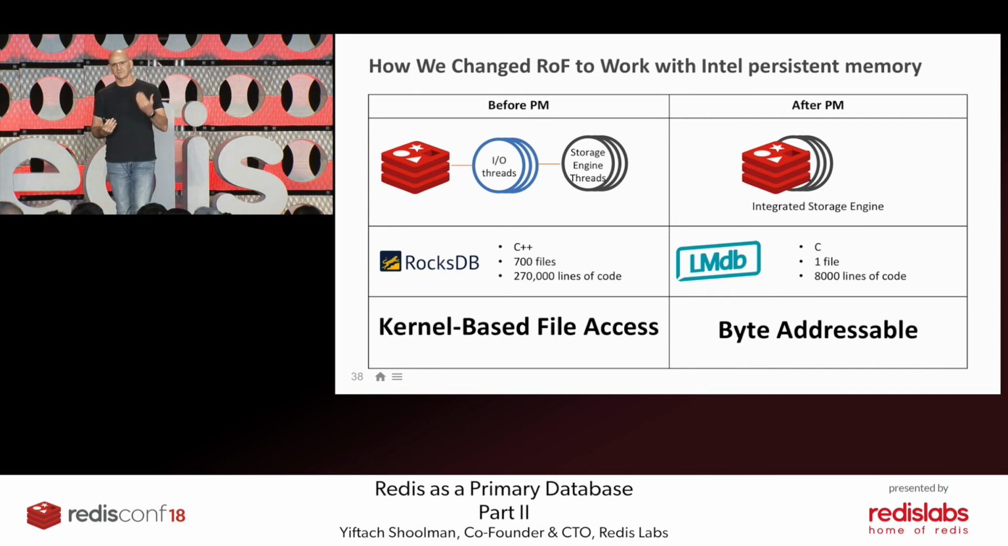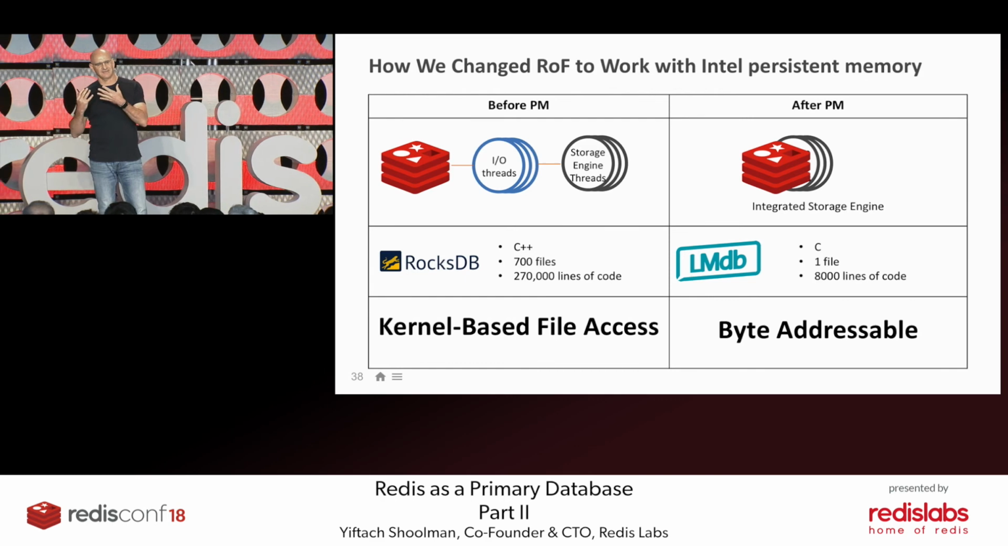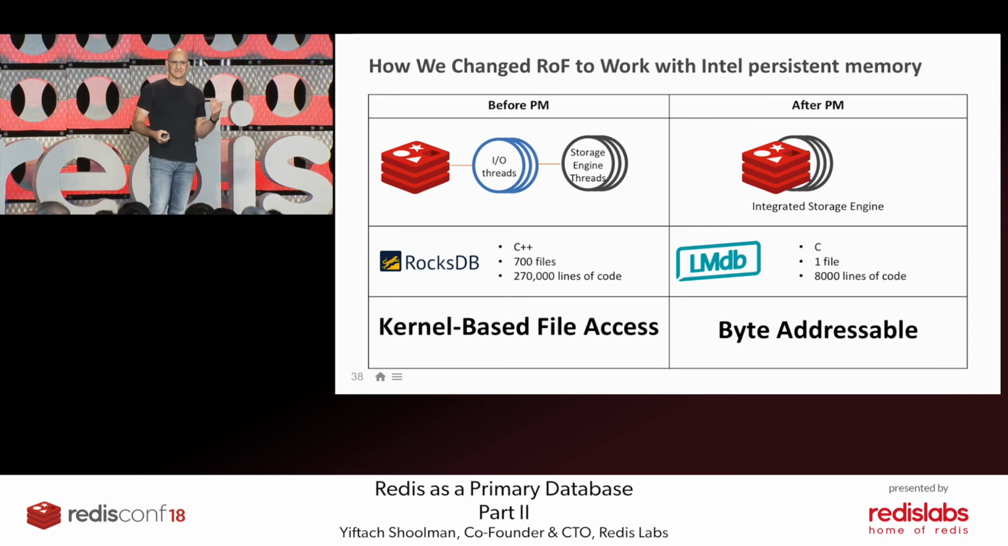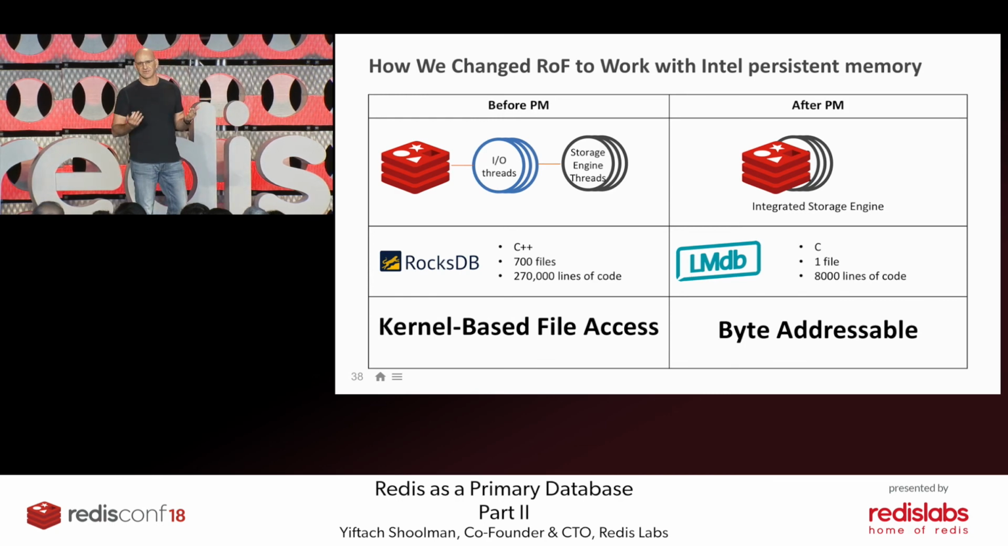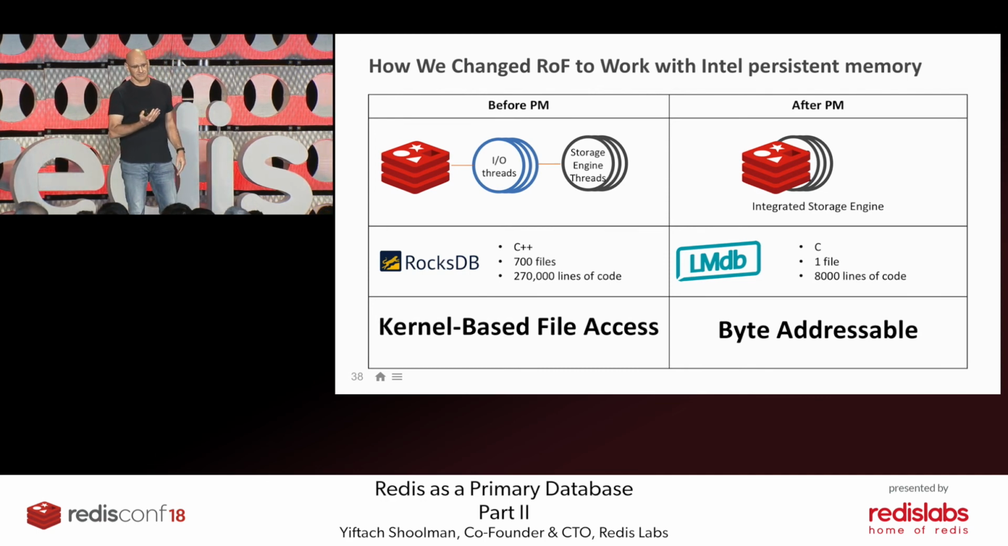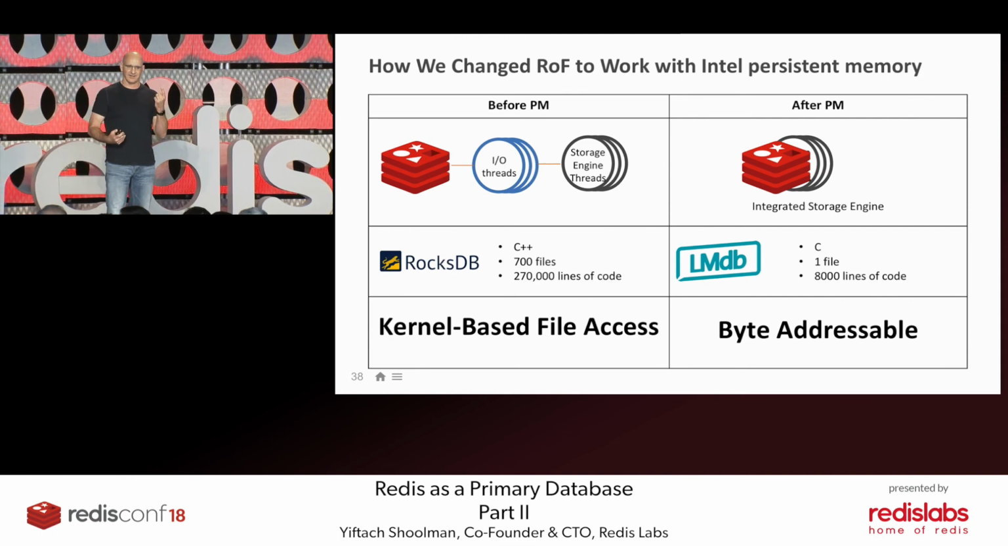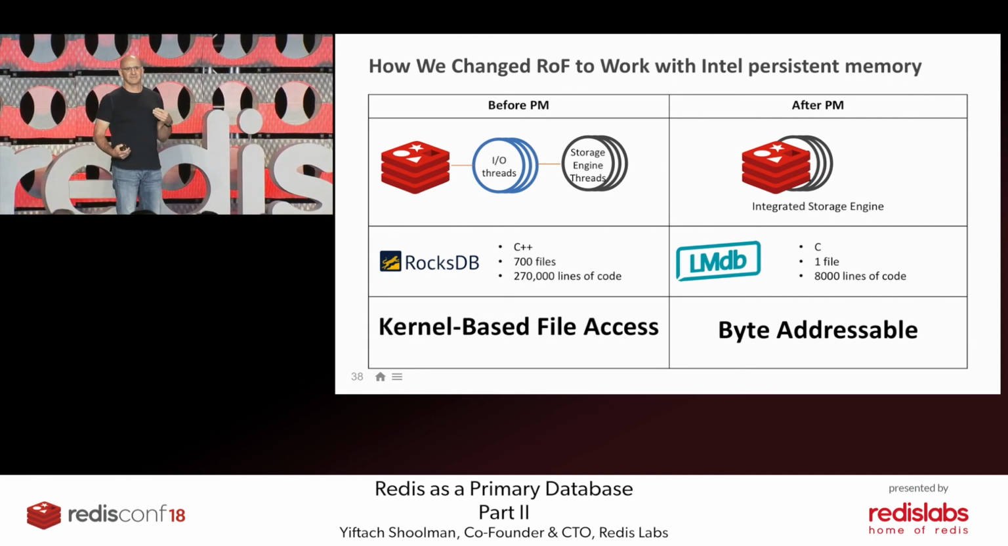So what we did in order to improve that, we integrated the storage engine inside the main memory, and we practically deleted the additional threads. Before persistent memory, we used RocksDB, which is a very famous storage engine that I guess many of you are using. But if you look at how RocksDB looks, it's over 700 files, over 270,000 lines of code, and it is written in C++. This is kind of heavy for this technology. So we switched to LMDB, which is only one file, 8,000 lines of code, and we got much faster performance.